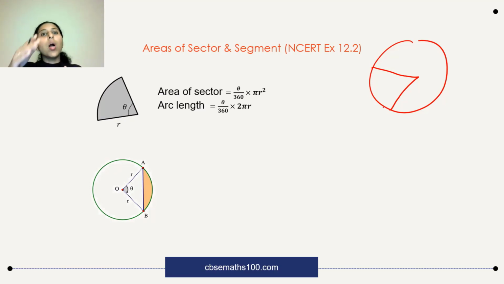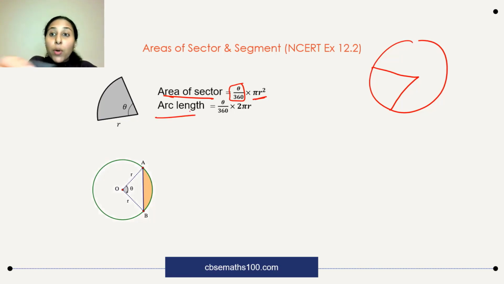If I was taking quarter of the circle, that means 90 out of 360. That means 1/4 will become the ratio. So this theta by 360 tells me what ratio is the sector of the complete circle. So if you want area of that sector, that will be that same ratio, theta by 360 into complete area of circle. What about the arc length?